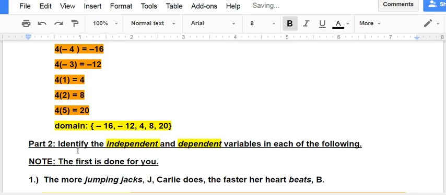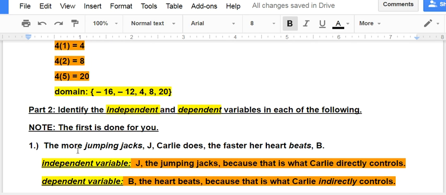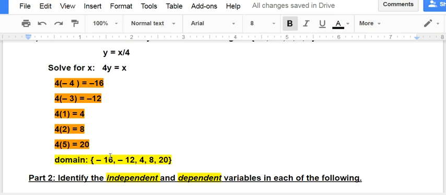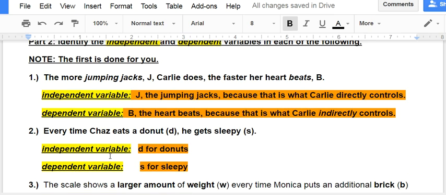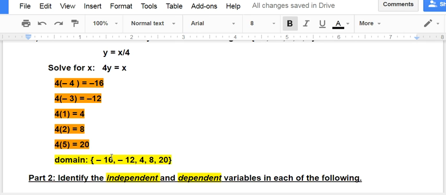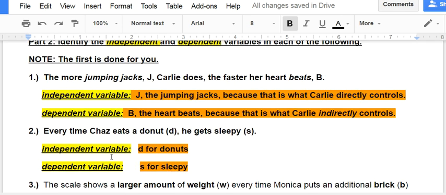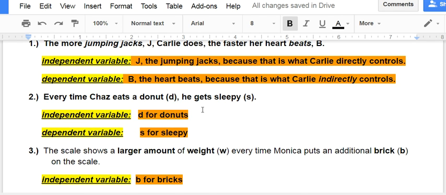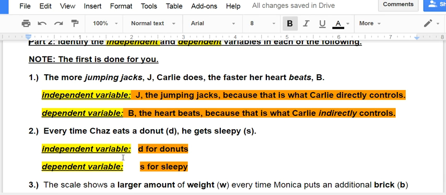This is just a little video to help you along the way to get in the habit of learning how to write these a little bit neater, okay? And so that they make more sense, so you can clearly see what's going on. At the bottom, don't forget the answers were to put down the independent variable and the dependent variable. So the answer should have been D for donuts. That's what Chaz has control over, how many donuts he eats.